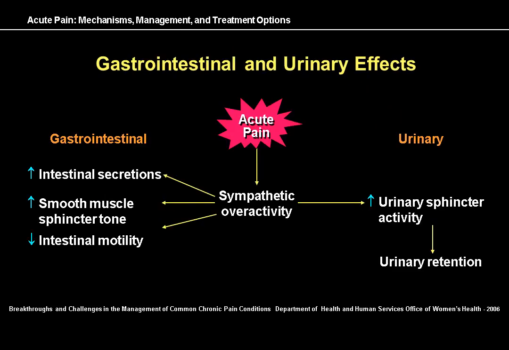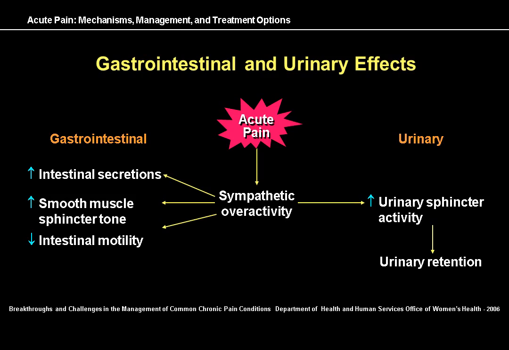As mentioned earlier, severe acute pain will have significant negative effects on both the gastrointestinal and urinary systems. Also, these effects are caused by the sympathetic hyperactivity. In the gastrointestinal system, there will be an increase in secretions and an increase in the smooth muscle sphincter tone, as well as a decrease in the intestinal motility. This leads to abdominal distension, which causes both nausea and vomiting. The ileus, caused by severe pain, produces constipation.